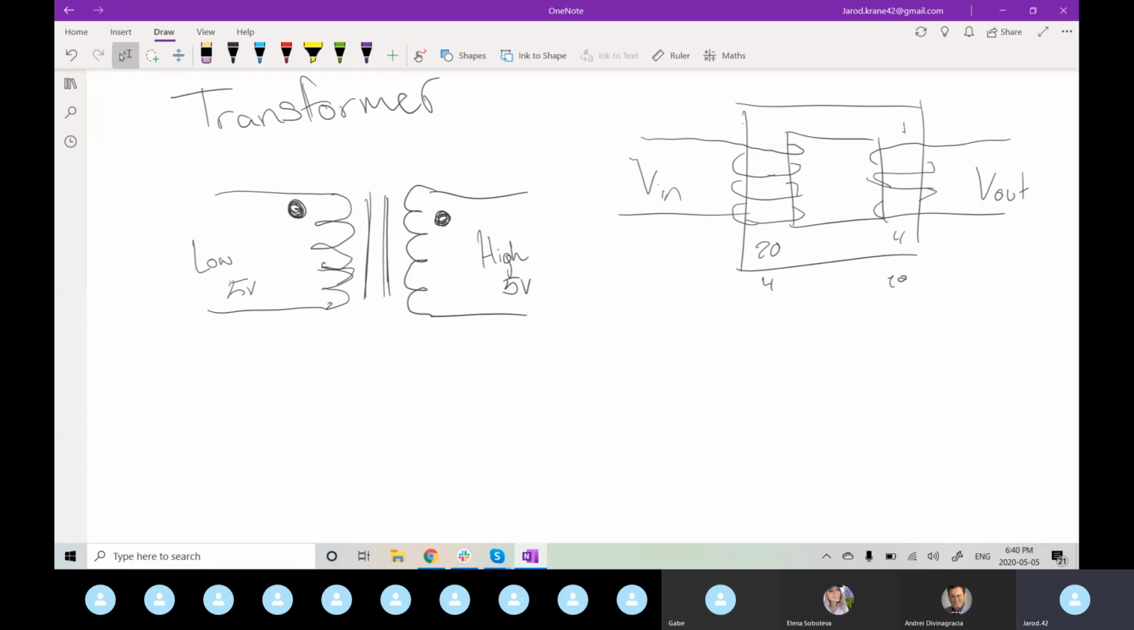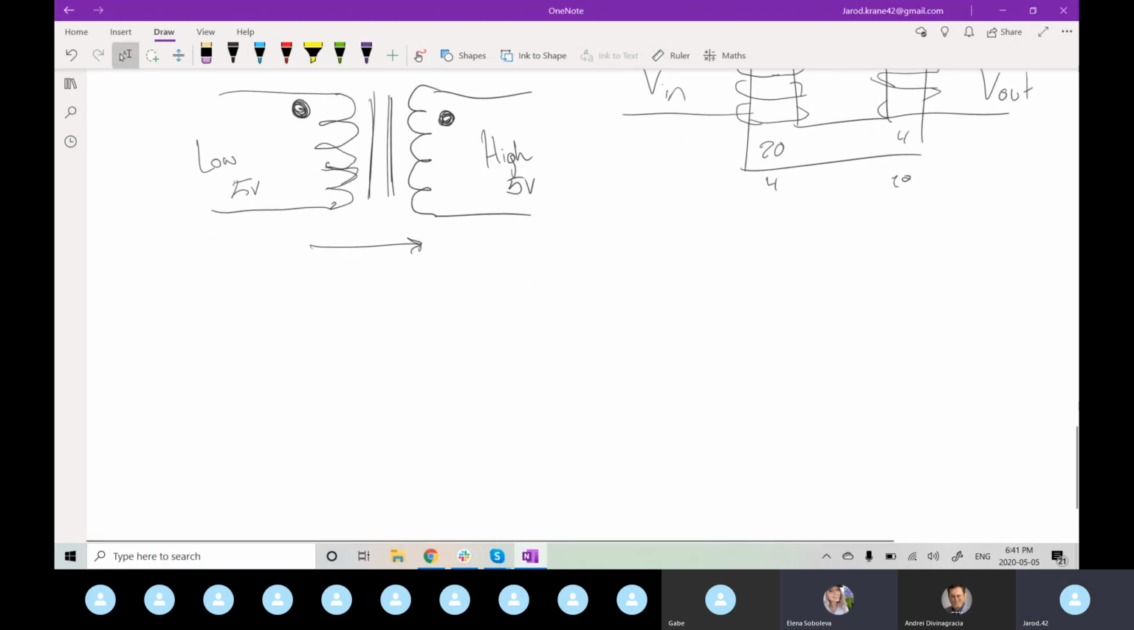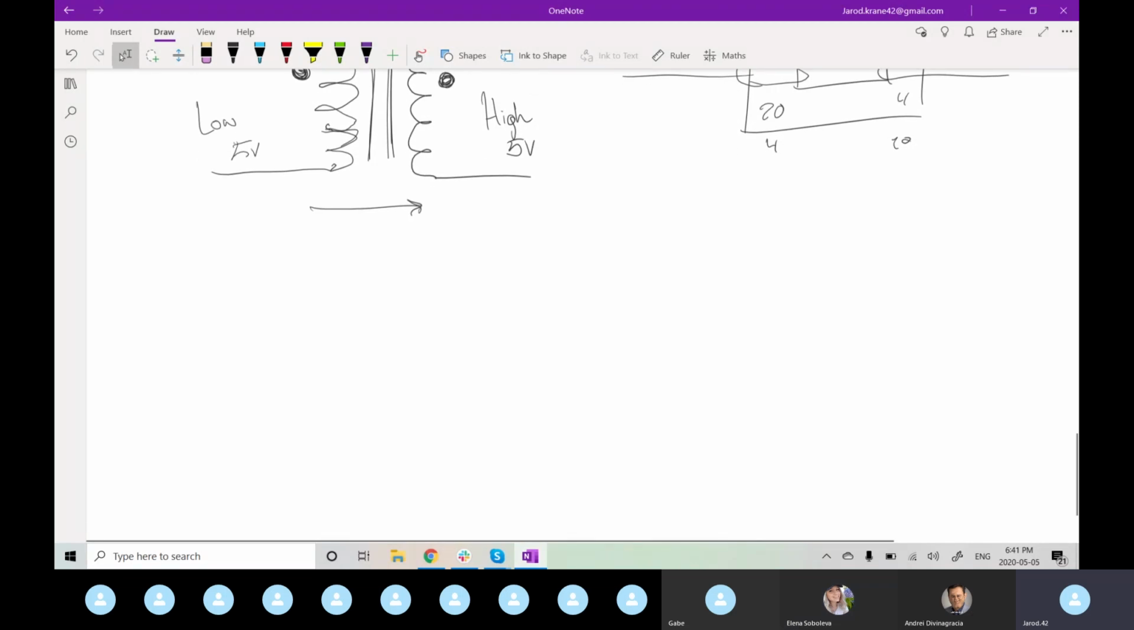But do we all understand how we're able to transfer 5 volts across this while still being isolated? No, I don't get it. Me neither, I don't really get it. Okay, good. No, that's good. That's proper. I didn't explain it really. I just said it did it.